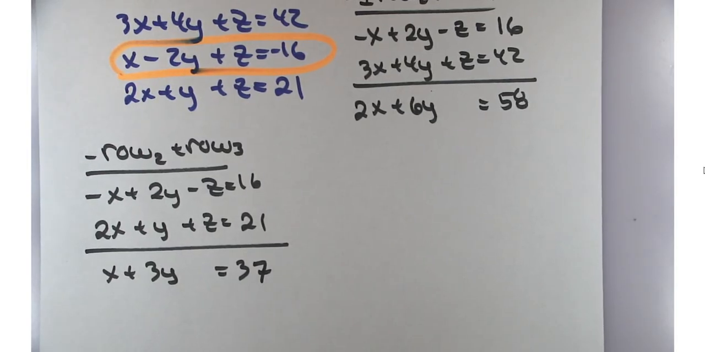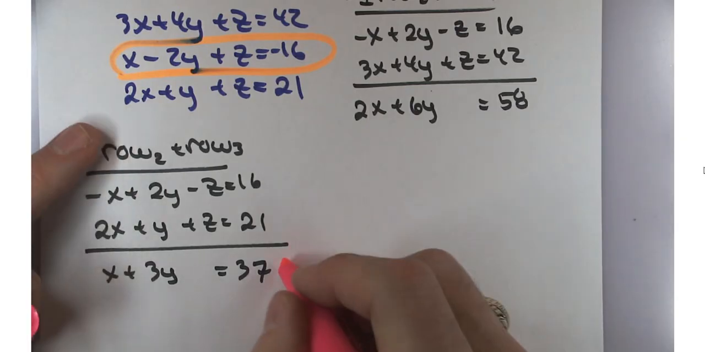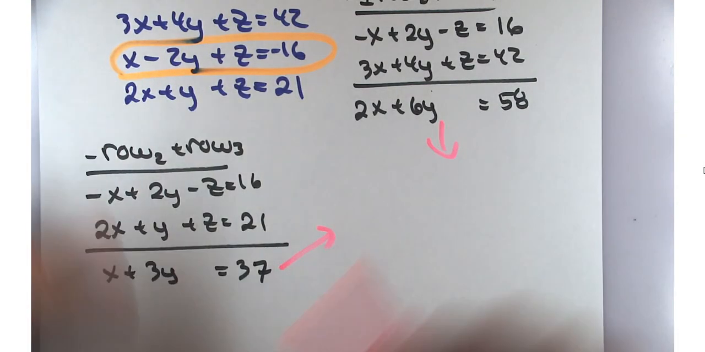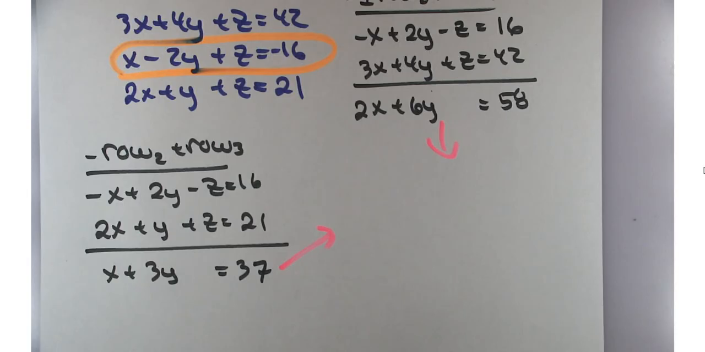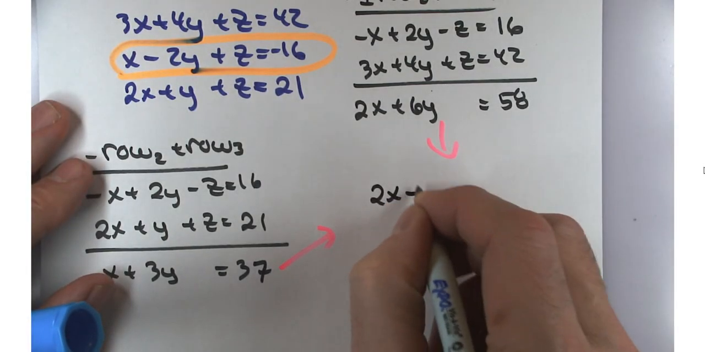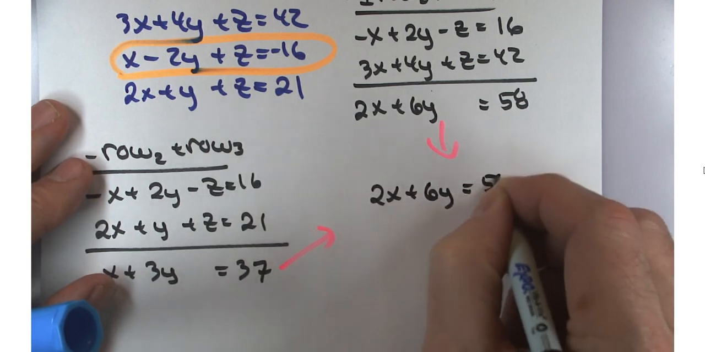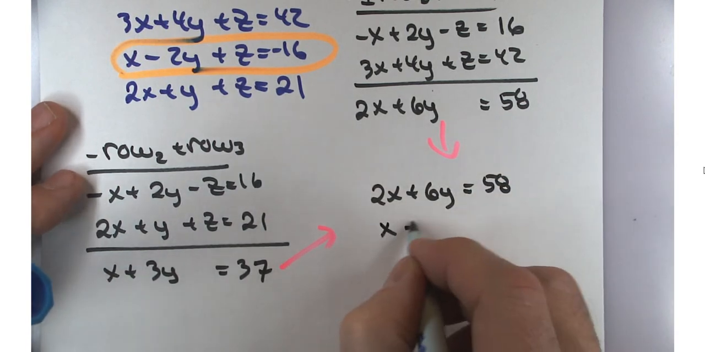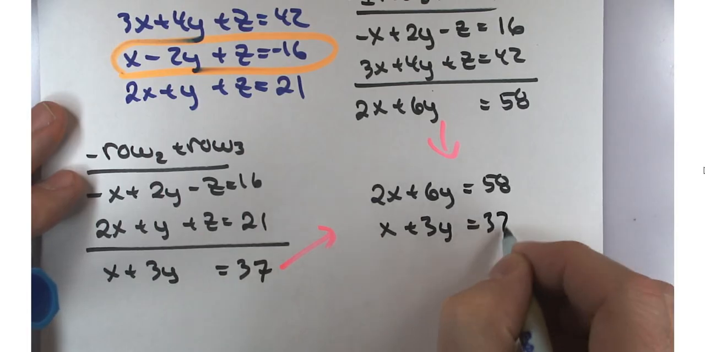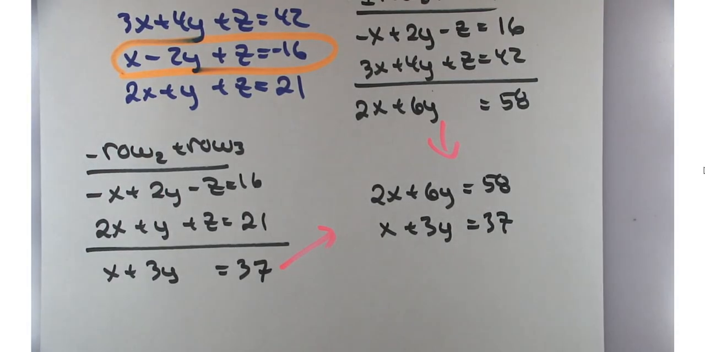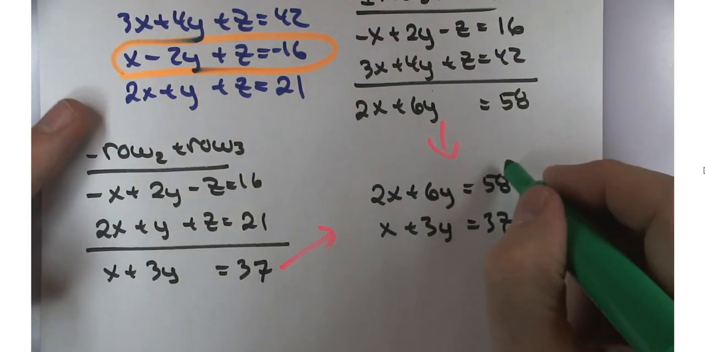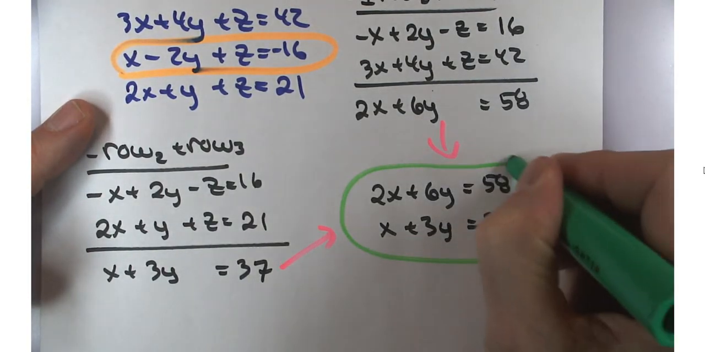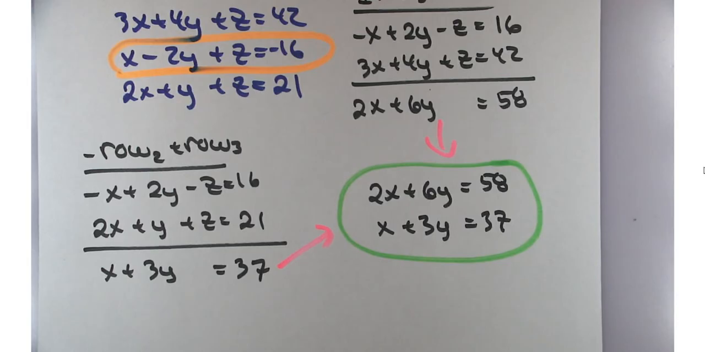Solve this any way you'd like. Let's put those two together and come up with our 2x2 system of equations. So I want that one, and I want to put that one together. My 2x2 is going to have 2x plus 6y equals 58, and x plus 3y equals 37. And that's my 2x2 system of equations. At least get this far.